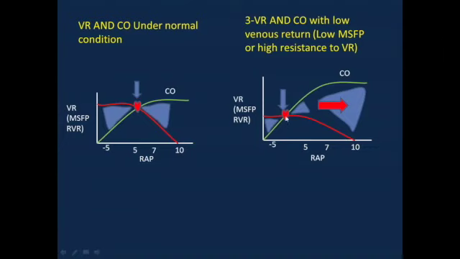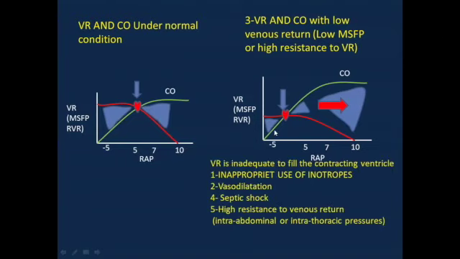And the heart in this condition might even work hyperdynamic. So you have the heart either normal or hyperdynamic. So the volume here is actually in front of the heart, not behind the heart. So it is mainly in the arterial and the capillary compartment more than the venous compartment. In this condition, venous return is inadequate to fill the contracting ventricle. One of the examples, a very common one, is inappropriate use of inotropes.